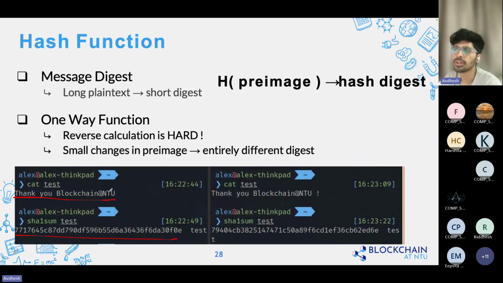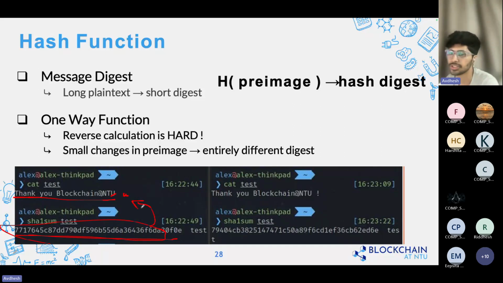And if you change or manipulate a string, even if it's an uppercase U to a lowercase u, the whole thing will change. I'll give you a live demo in a few seconds, but just hear me out for this one. So one-way function means you cannot reverse this back to the message. The possibility of this happening is astronomically low.